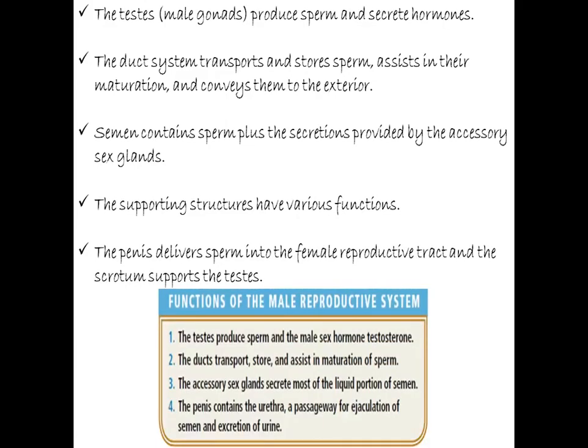Now the functions of the male reproductive system: the testes produce the sperm and the male sex hormone testosterone. The ducts transport, store, and assist in the maturation of sperm. The accessory sex glands secrete most of the liquid portion of semen. The penis contains the urethra, a passageway for ejaculation of semen and excretion of urine.